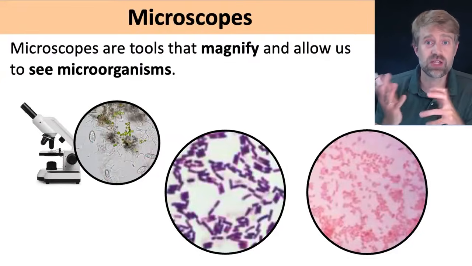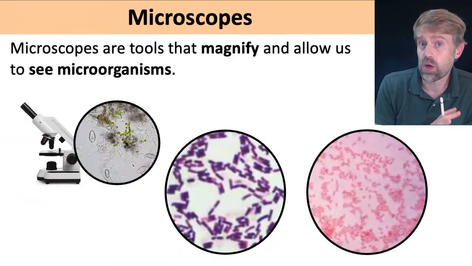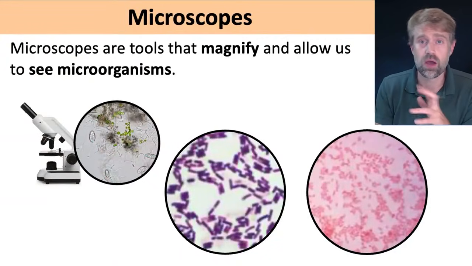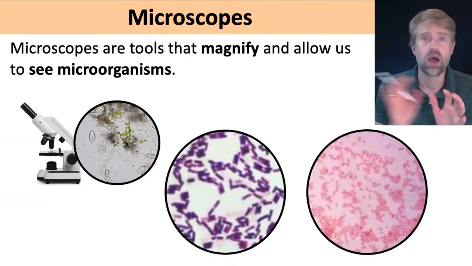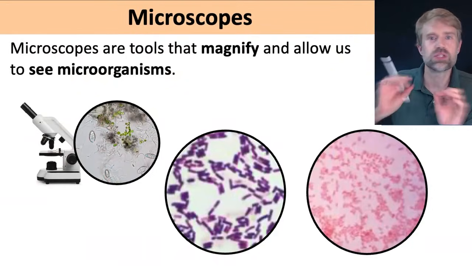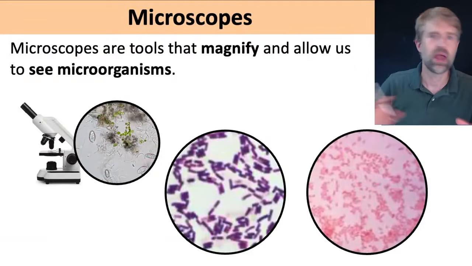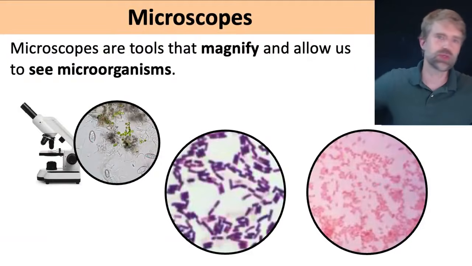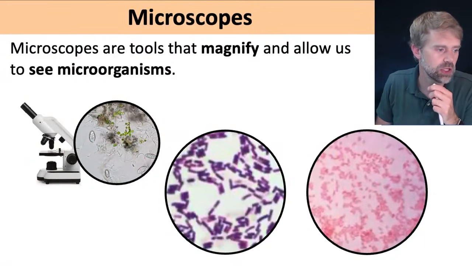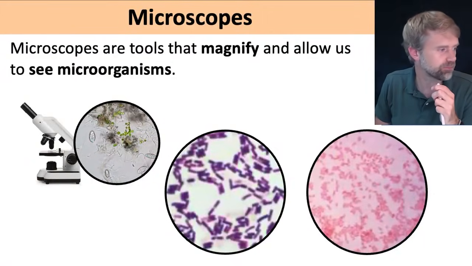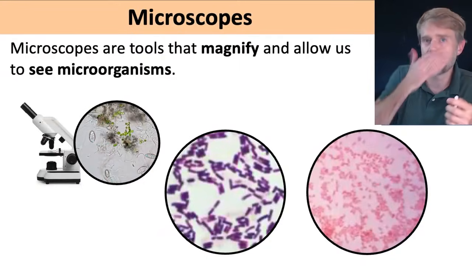stain bacterial cells different colors. If they're dark purple, it means they're one kind of bacteria. If they're the reddish pink color that you see on the right, they're another type of bacteria. We can use different stains for fungal cells. We can stain them usually blue. And I bet you've done all sorts of stuff. Even if you've just taken high school biology, you might have done some stuff like this, using microscopes like that.